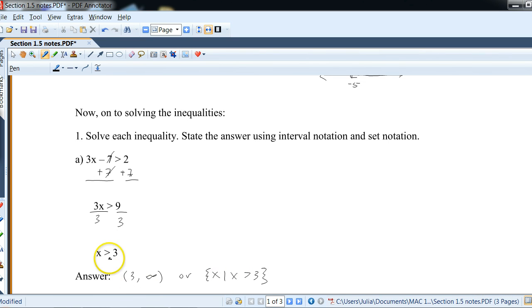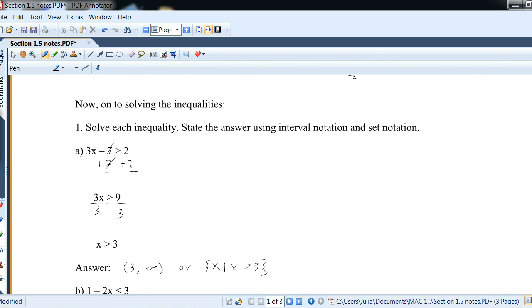And note how we write the answer as the interval from 3 to infinity. You can draw it on the number line if you'd like. Again, it's going to the right. Or in set notation, x such that x is greater than 3 in the set brackets. So that's how to solve a simple inequality.